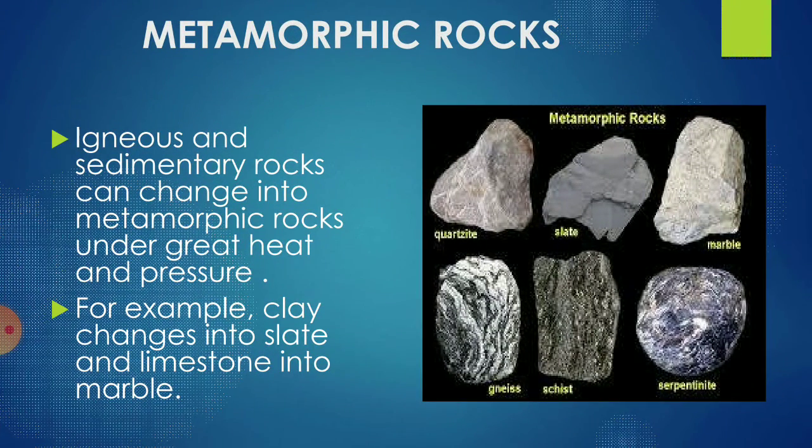Now the next type of rock is metamorphic rock. Igneous and sedimentary rocks can change into metamorphic rocks under great heat and pressure, right? So metamorphic rocks are formed from igneous and sedimentary rocks when these are under heat or pressure. So excessive heat and pressure can change the original properties of rock, such as their color, their hardness, texture, mineral composition. Such changed rocks are metamorphic rocks.